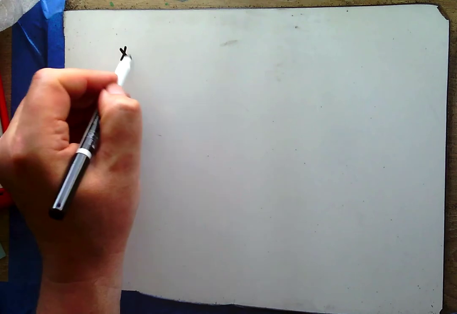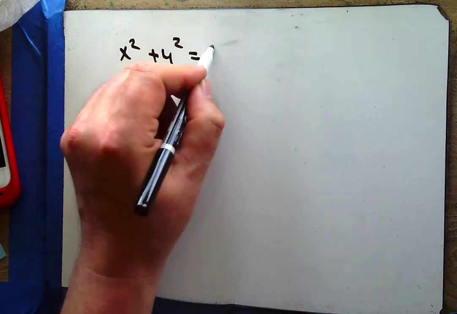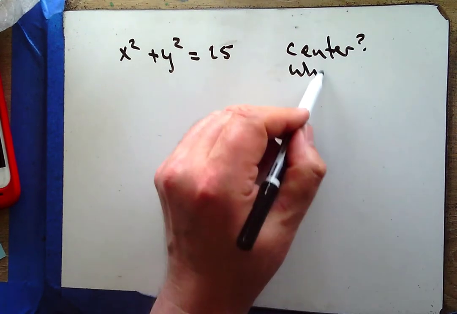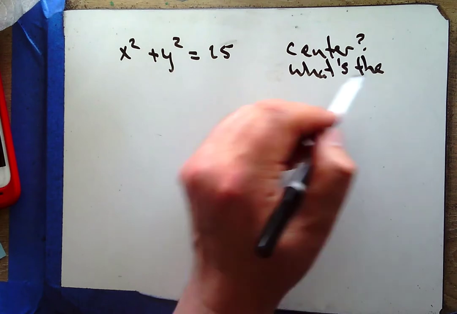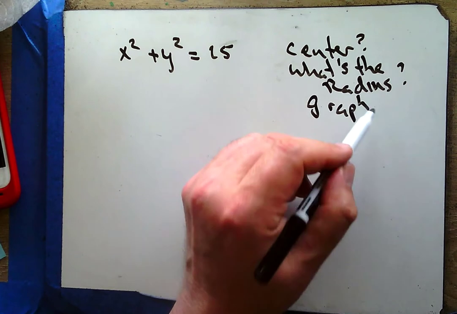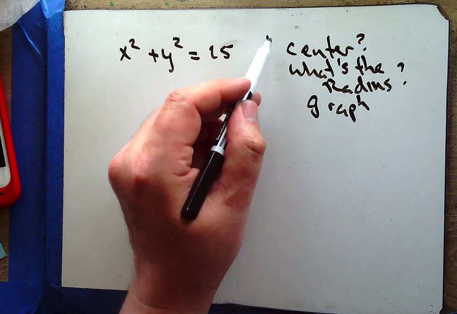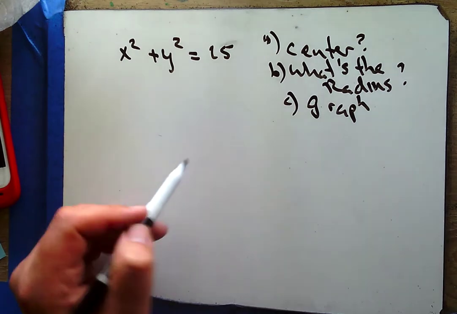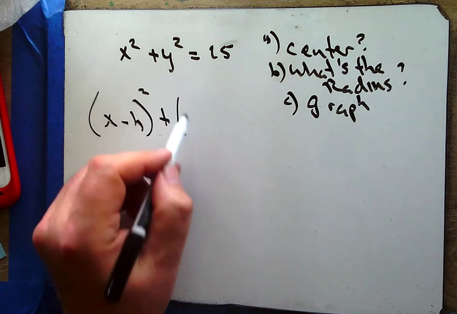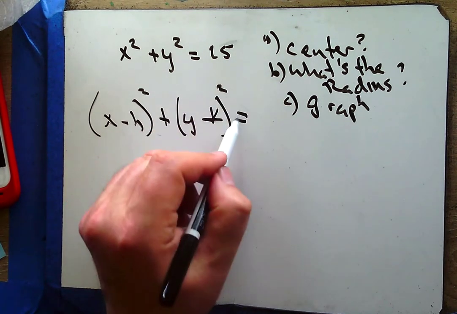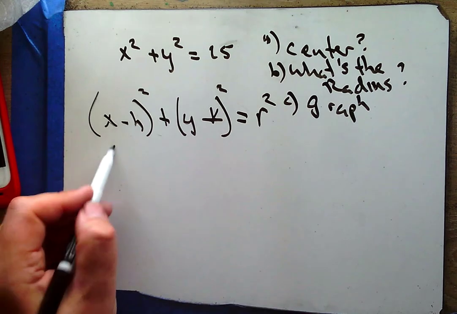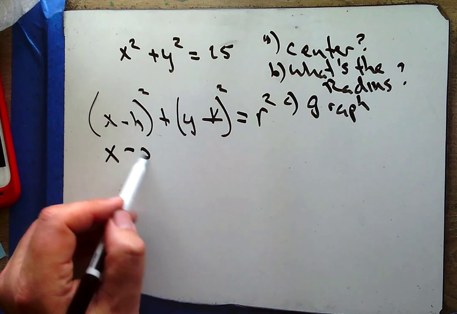Well, now I'd like to go backwards. I'd like to say x² + y² = 25. Where's the center? What's the radius? And I'd like to graph this. So, A, B, and C. Well, I know the equation for the circle is (x - h)² + (y - k)² = r². Where's our center located at? Well, I don't see any numbers in here, and that's because they're zeros.